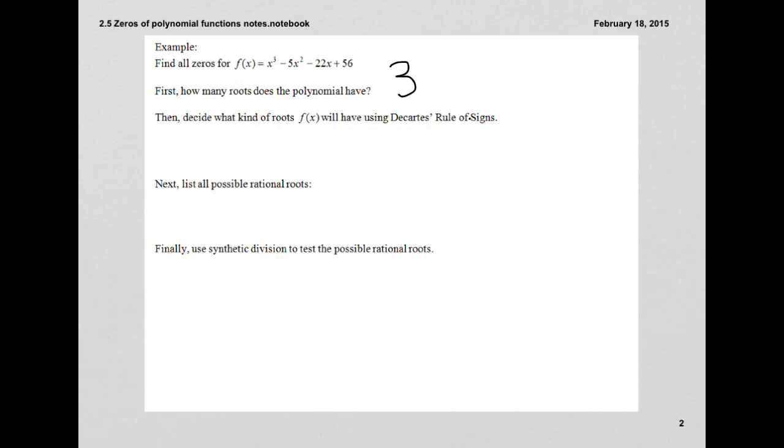Then we want to decide what kind of roots f of x will have using Descartes' rule of signs. In other words, we want to find out how many positive roots I can have and how many negative roots I can have. Okay, let's start with the positives. We just write down our function: x cubed minus 5x squared minus 22x plus 56.